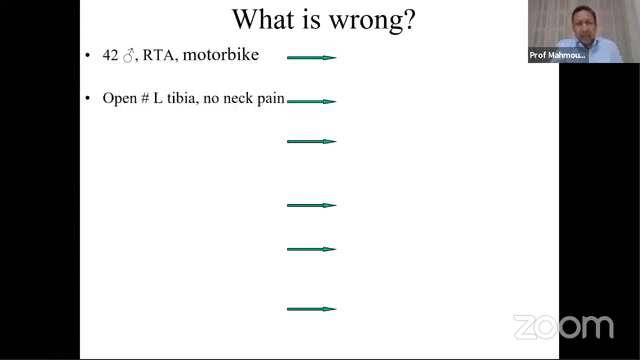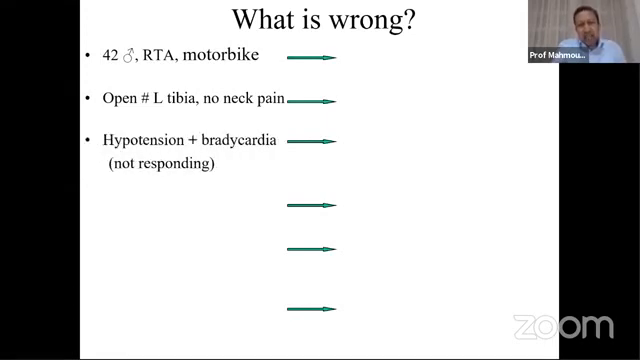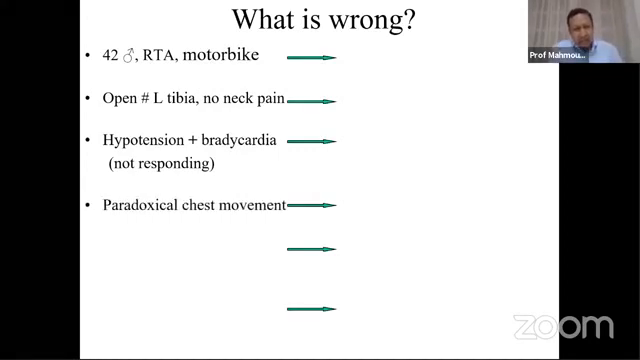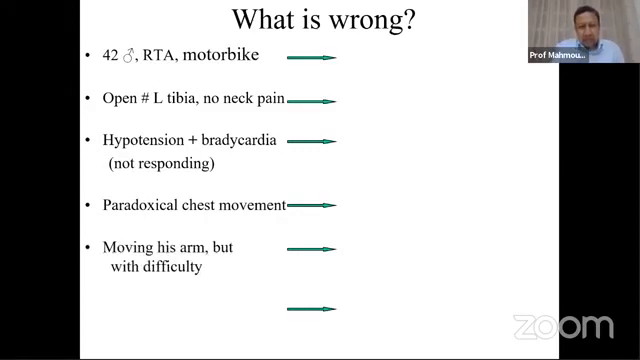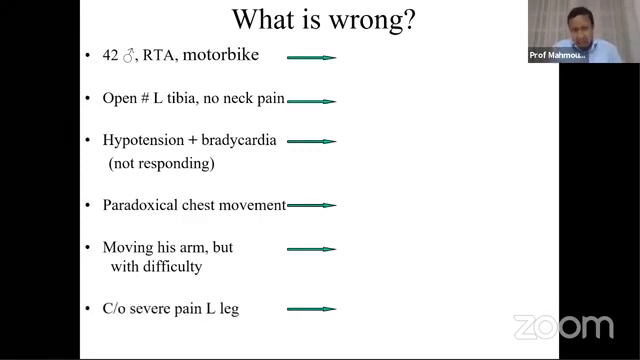Okay, open fracture tibia. Patient does not have pain in his neck, and he has got hypotension and bradycardia, and is not responding well to fluids. There is paradoxical chest movement, and he is moving his arms, but with a bit of difficulty. And he's complaining of severe pain in his left leg. Based on this information, do you have any diagnosis for this patient? Any suspicion about anything? Any worries?